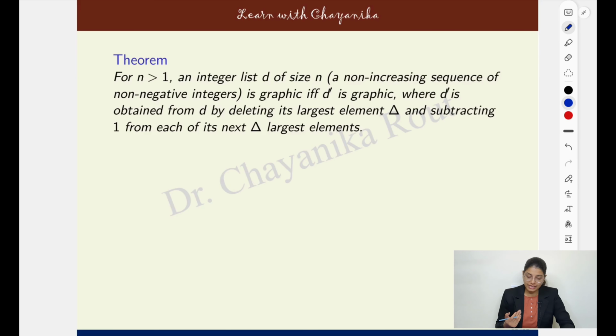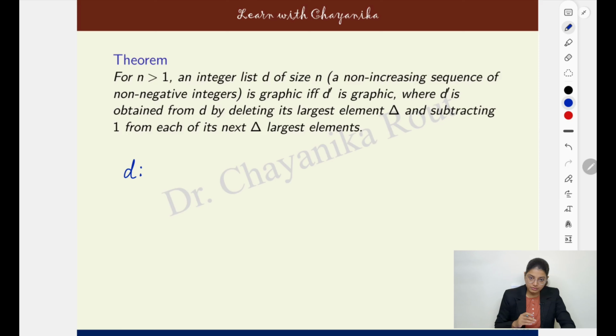So let's see what actually is being done in this particular theorem with a very small example. Suppose d is a given sequence of n non-increasing non-negative integers. N greater than 1 means we are dealing with sequences where at least we have 2 terms, that is we are dealing with graphs having at least order 2. So suppose we have a non-increasing sequence of non-negative integers like 3, 3, 2, 1, 1. Now the theorem is that a given sequence d will be graphic if and only if the sequence d dash is graphic. Now how is this d dash obtained? It is obtained from d by deleting its largest element delta.